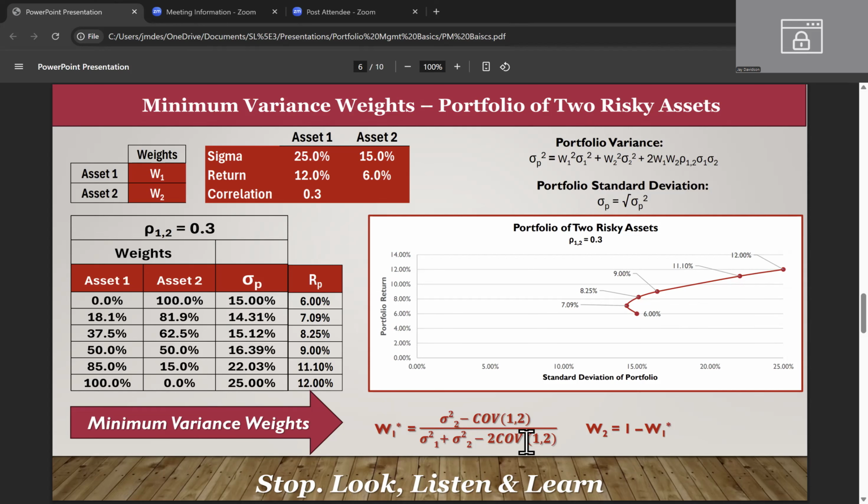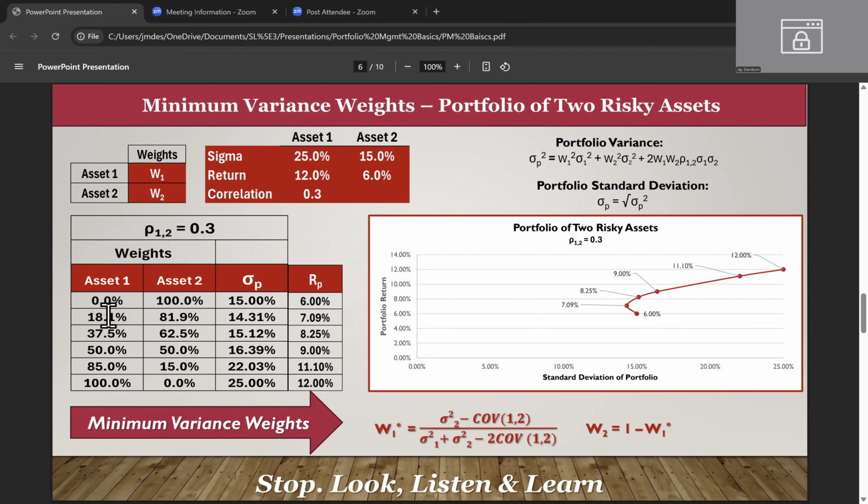And what that is going to yield is the weight that you should invest in asset one. And then, of course, we're dealing with the two asset portfolio. So whatever you invest in asset one, you subtract it from one, and that's going to tell you how much you should invest in asset two, because remember, the weights in all cases must sum to one.